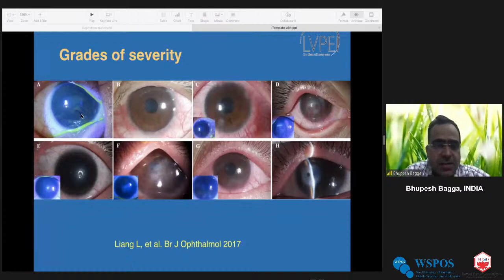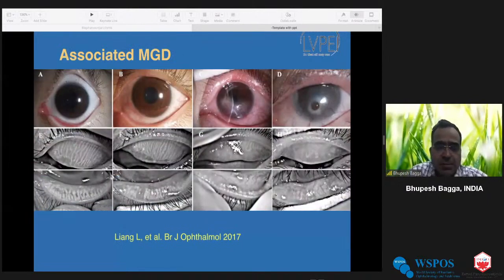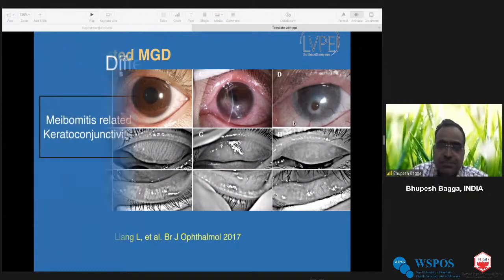This can be seen in this picture also, where you can see mild punctate staining followed by severe punctate staining, and this leash of vessels coming to the center of the cornea with dense scarring. This is the severe form of BKC, where you have corneal perforation in the center. Similarly, it can be seen in the associated meibomian gland disorder, where you can see the meibomian glands are almost blocked or absent. And similarly in the corneal picture, there is a corneal perforation with iris prolapse.